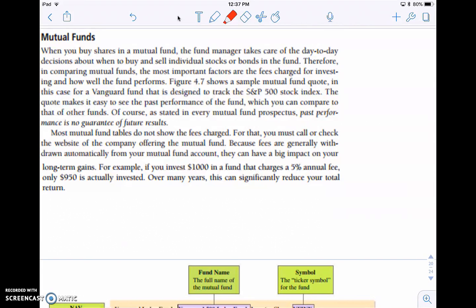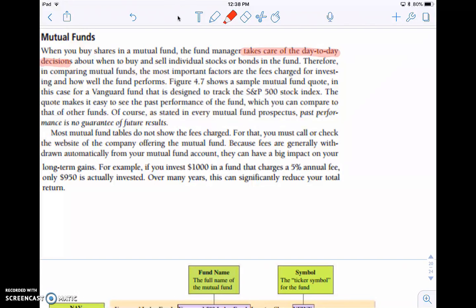So when you buy shares in a mutual fund, a fund manager takes care of the day-to-day decisions. So you're paying someone to take care of those day-to-day decisions about when to sell, when to buy individual stocks or bonds in that fund. So when we're comparing mutual funds, the most important factors are the fees for investing and how well the funds perform. And you don't want to have someone who's charging you a 50% fee, so they're going to take half your profits, or even more than that, actually, not just on your profit. So you've got to be careful in that first.